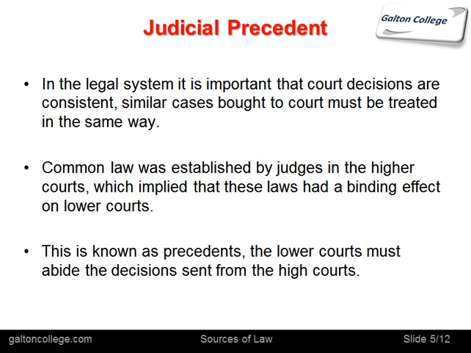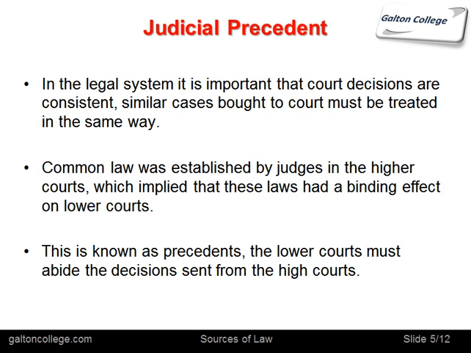Common law was established by judges in the higher courts, which implied that these laws had a binding effect on lower courts. So, for example, in England today, if the Supreme Court looks at the facts of a case, or looks at all of the important issues associated with the case, and then makes a decision, gives a ruling on the case, then courts below the Supreme Court, looking at similar cases, must apply the same logic, the same reasoning, so there is consistency.